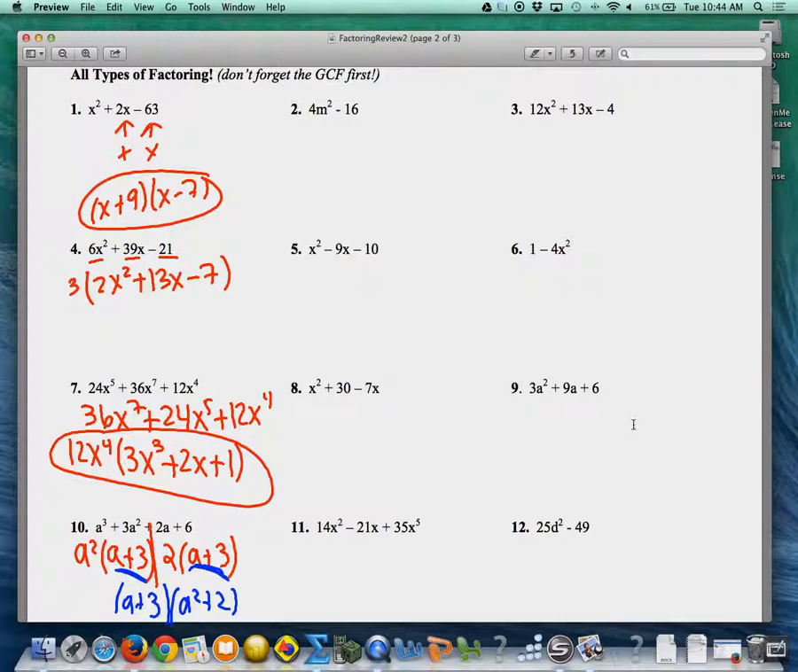Ideas? Leave it. They all factor. Alexander? Could you rewrite it as negative 4x squared plus 1? You could. Let's see if that helps us. So he's saying put this first. So I get negative 4x squared plus 1.